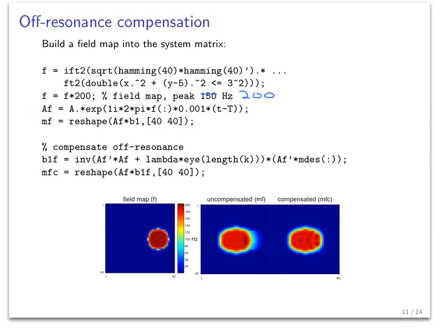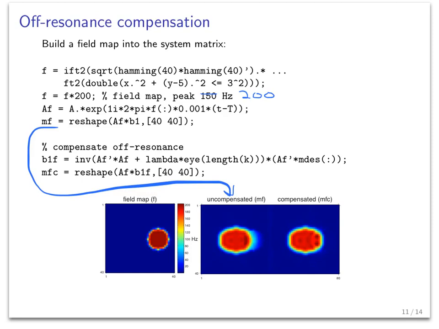Okay, so right away we're going to see what happens when we take the pulse that we designed before without off-resonance compensation, multiply it by this matrix, and then reshape it to a 2D image. That is this guy. You can see here that it's all blown out on this right-hand side where the field map is non-zero. We get this huge blurring effect of the pattern in that area. But we can compensate this almost completely.